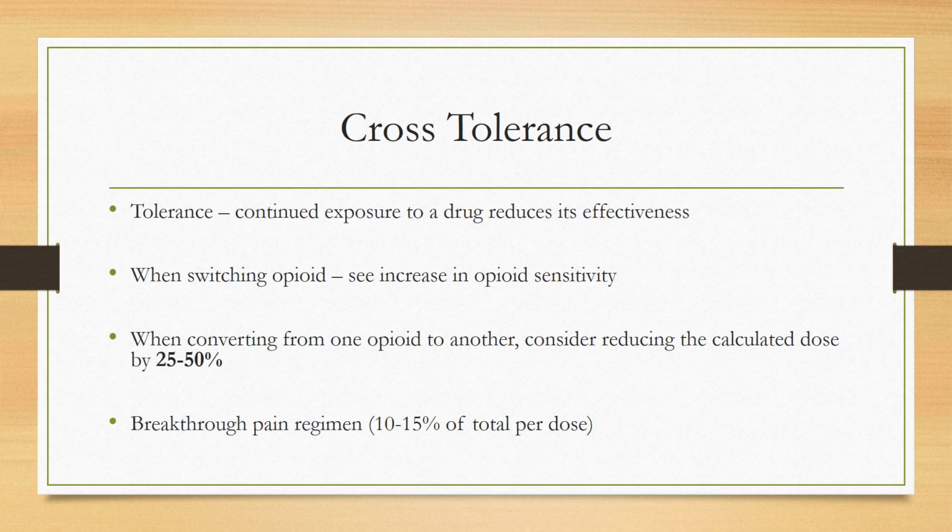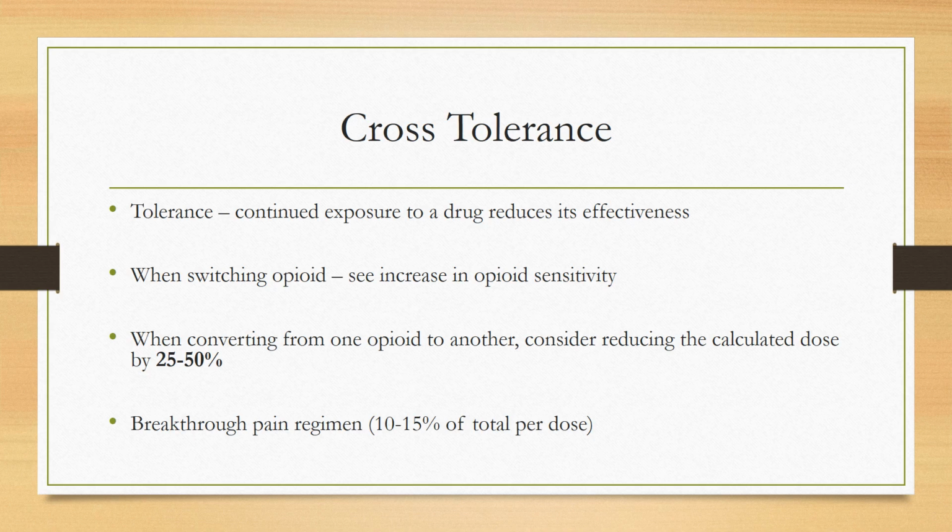the body sees hydromorphone and it responds in full force to hydromorphone. And then all of a sudden this hydromorphone, Dilaudid, is causing some side effects because essentially you're overdosing them. So when you convert from one opiate to another, consider reducing the calculated dose by 25 to 50%. A good 20 to 25% is a great idea.